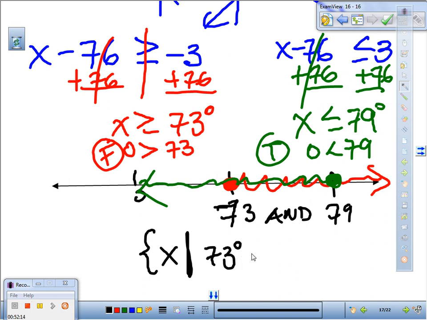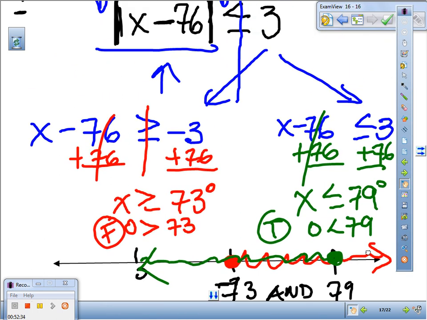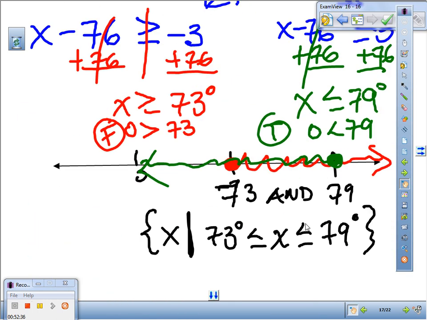73 degrees. Very good. Less than or equal to, everyone, x less than or equal to 79 degrees. This is the range of how much temperature will vary in the gym, from 73 degrees all the way to 79 and everything in between. Pretty simple, yes? Piece of cake?